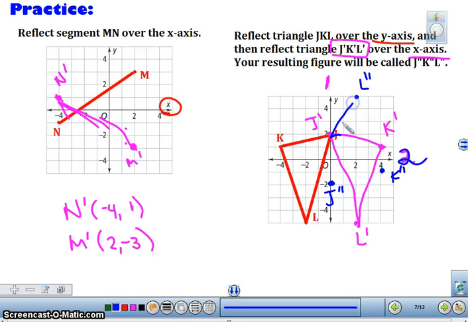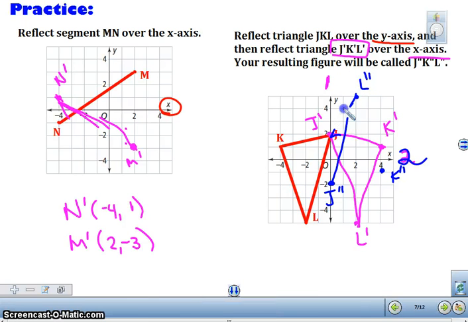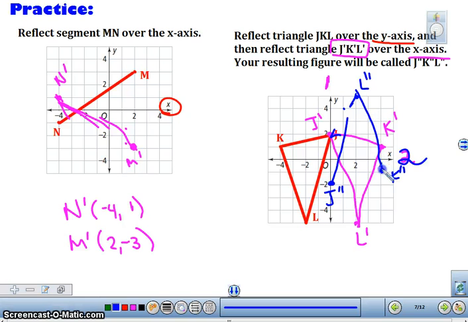If we are looking at these, going from J double prime to K double prime to L double prime, all the way down here, and looking at this one, if I had a nice straight edge like you might with your rulers, are these still congruent? They should still be congruent. They have the same angle measure.